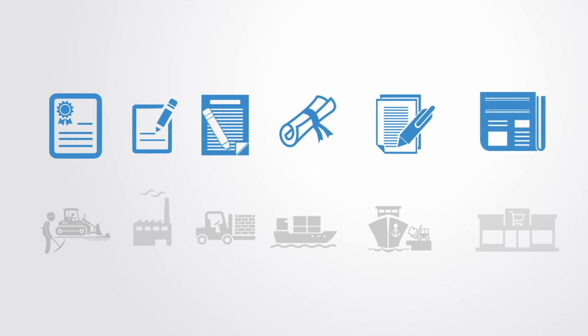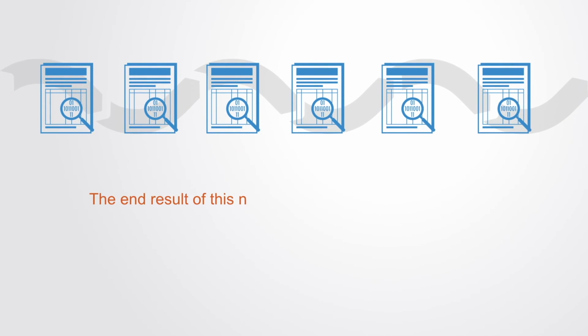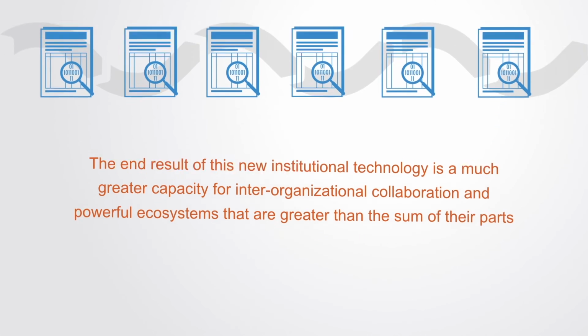The same for a supply chain. Instead of each participant holding their own documents and records during each stage in the supply chain, a single record for the item could be created on the blockchain, with each organization then contributing their information to it, to create a single source of truth that is accessible to all as needed, while at the same time being more secure than having separate records in each centralized database. The end result of this new institutional technology is a much greater capacity for inter-organizational collaboration and powerful ecosystems that are greater than the sum of their parts.